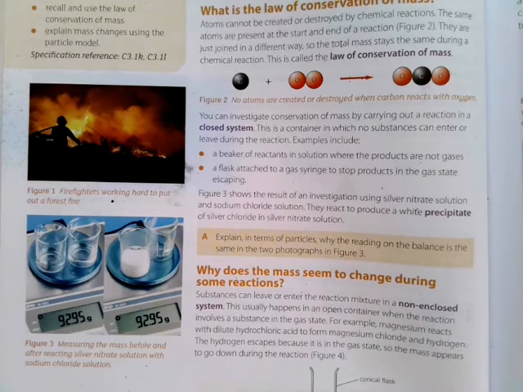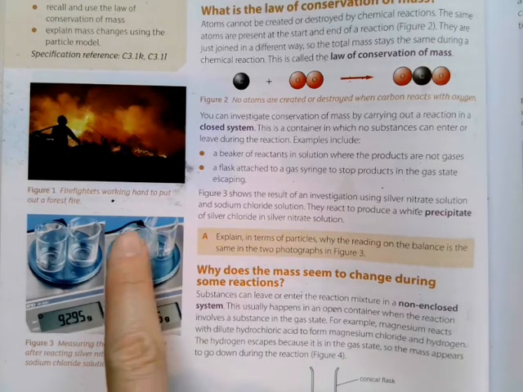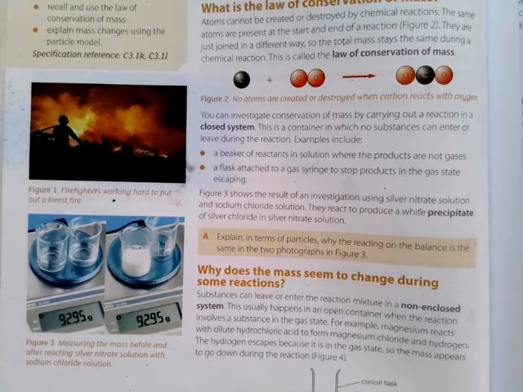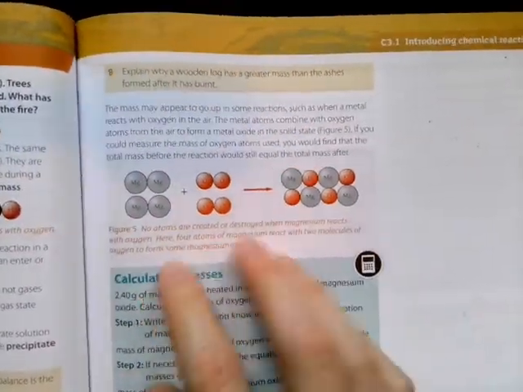Now you might have added some more information like no gas is made, because if a gas is made, then the mass will go down. But that's because the gas escapes and you can't measure it with the balance.